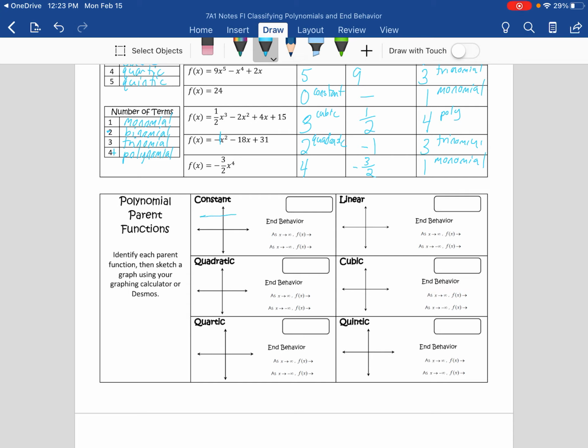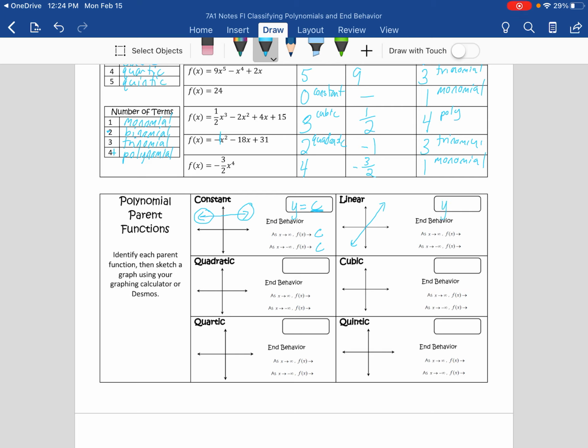So now we go through parent functions and end behavior of parent functions. If you have a constant function like this, the equation would be y equals c. Okay, so my end behavior, well, on the right-hand side, as x goes to infinity, y stays the same. It stays at that constant, and on the left-hand side, it's the same thing. So that's going to be constant, constant.